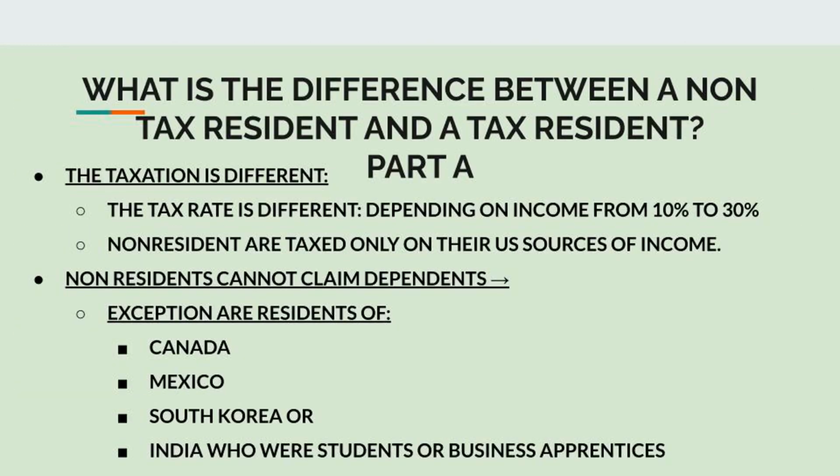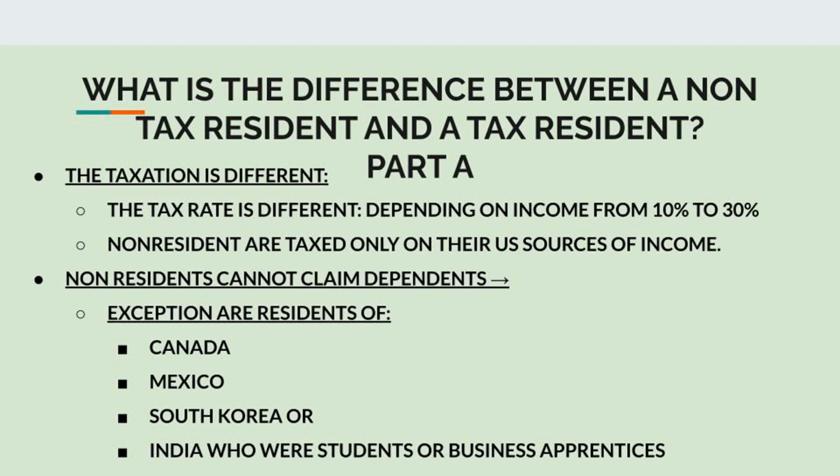So now, once we establish whether we are considered a resident or not for tax purposes, we want to try to understand what the difference is between a non-tax resident and a tax resident anyway. The first one has to do with the way these two are taxed. The tax rate is different. So for the non-resident, depending on their source of income and type of income, they could be taxed anywhere from 10 to 30%.